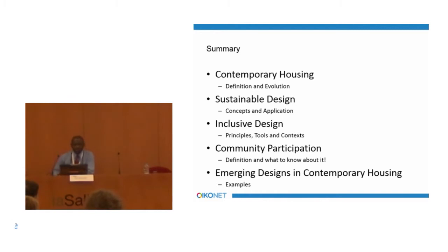So as I was saying, we've identified three different design themes, which are sustainable design, inclusive design, and community participation. And I will be talking about two examples of housing in which these principles have been applied, either all three of them or at least one of the elements have been applied in reality.